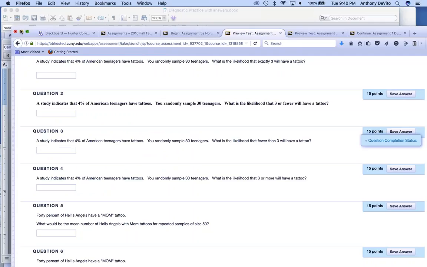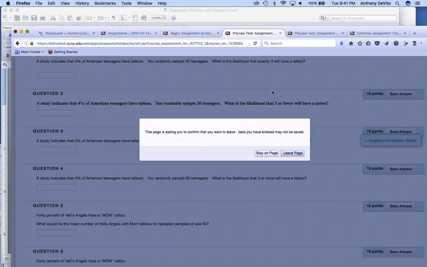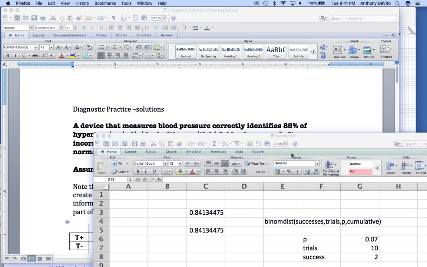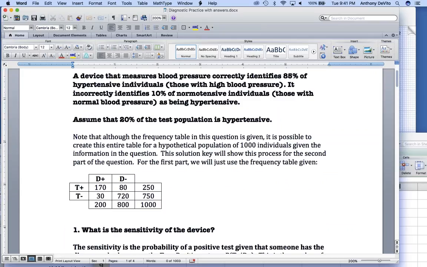So let's go back to those questions now. Let me see if I can get back to that. Let me close these tabs for now. Okay, let's take a look at this. Let's take a look at some of these problems and go through them very quickly.